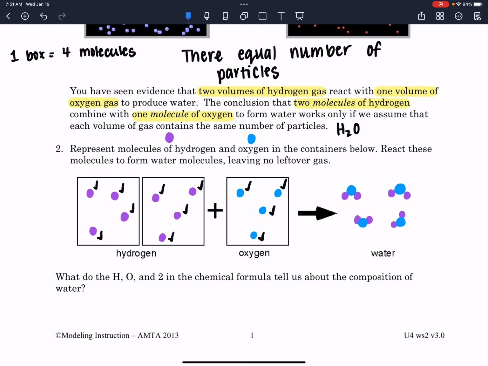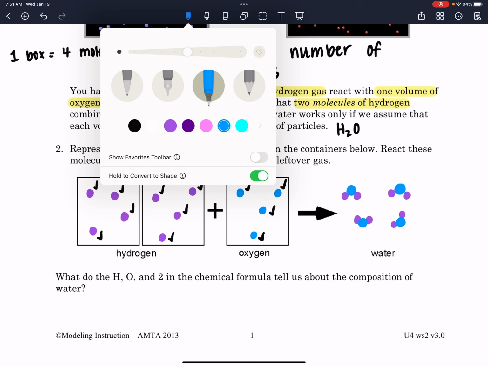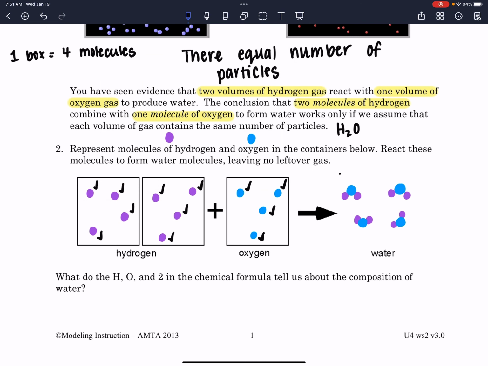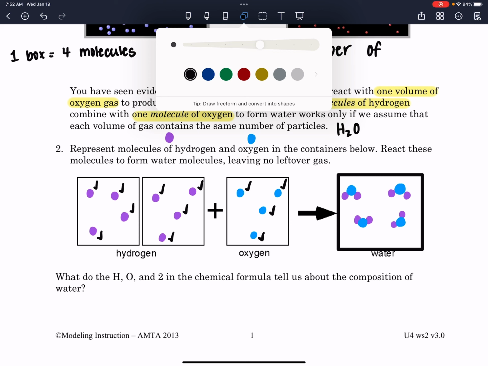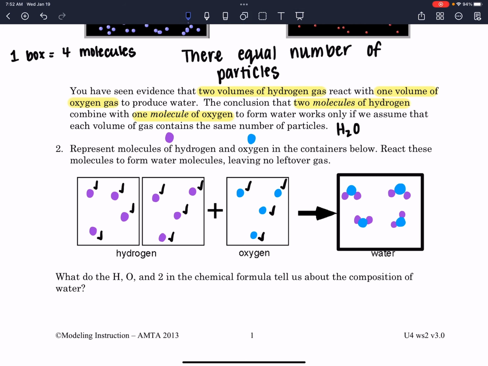And this actually works perfectly because 4 molecules, we said, is just a box of particles. So I got the exact amount that I needed. Let me make that a better box. I got the exact amount of water that I needed to make one complete volume of water. Let's take that tool off. How do I take it off? I guess I just go back to this pen? Yeah. One volume.